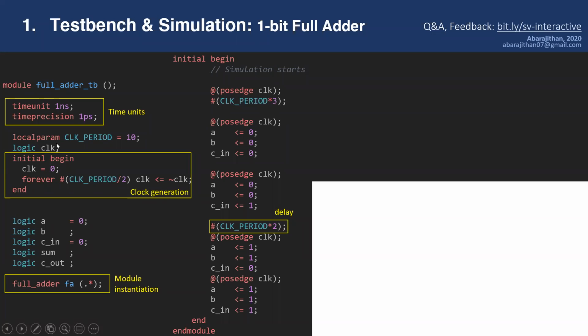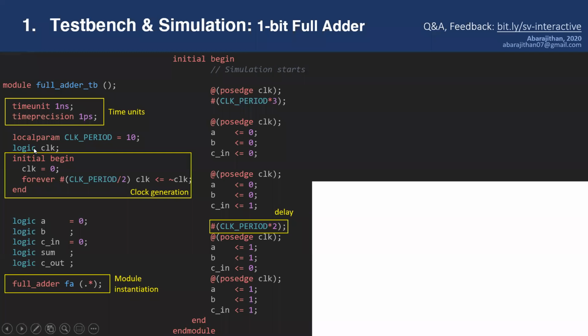Now this is a localparam. Parameters are constants. A parameter means you are giving something from outside, whereas a localparam is a parameter you define inside, only for internal purposes, and it's a constant. So we are declaring clock period as 10. 10 what? 10 nanoseconds, because the time unit is 1 nanosecond.